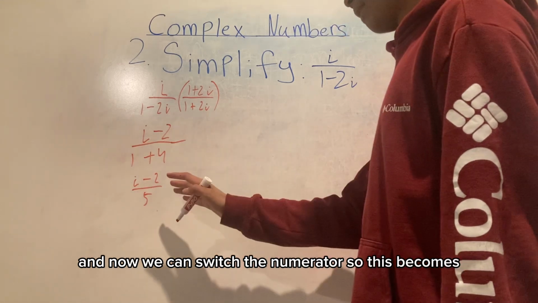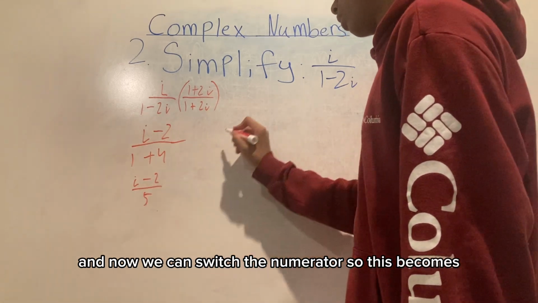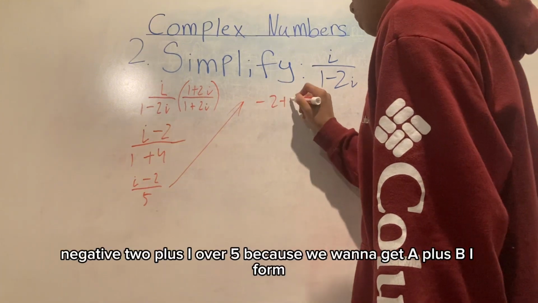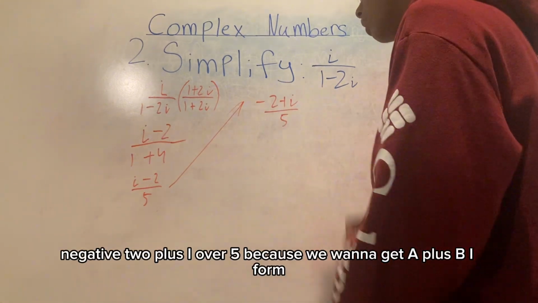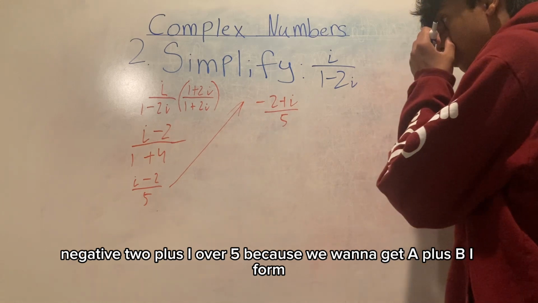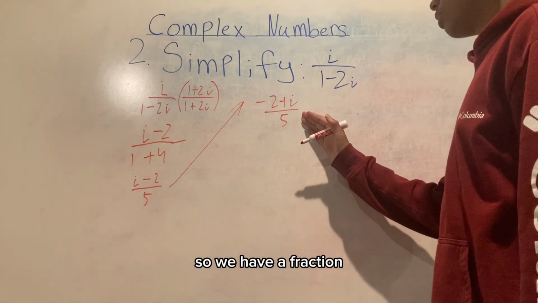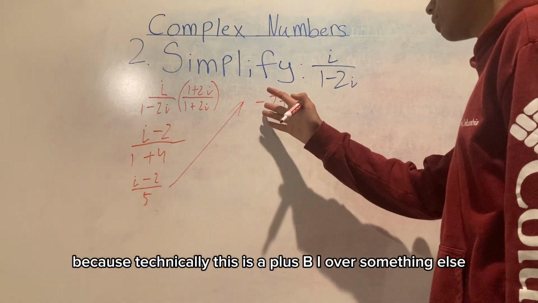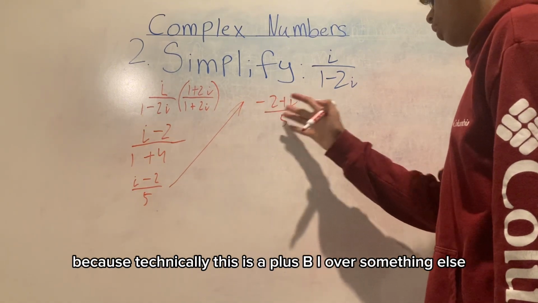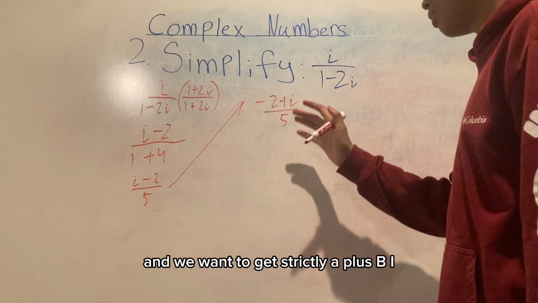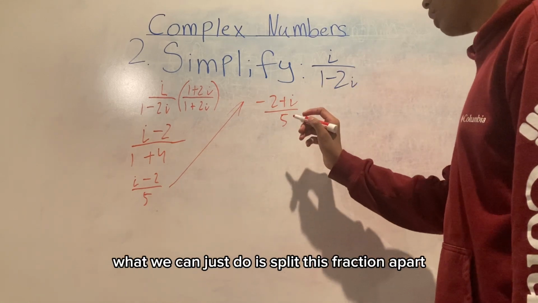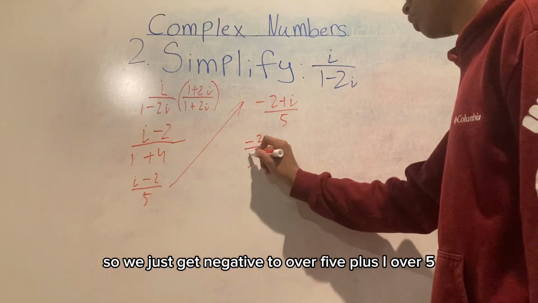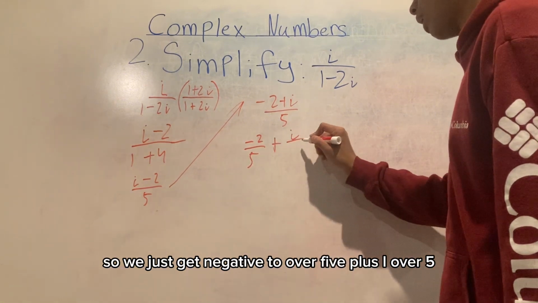And now we can switch the numerator, so this becomes negative 2 plus i over 5, because we want to get a plus bi form. So we have a fraction. What do we do with fractions when we want to get a plus bi? Because technically this is a plus bi over something else, and we want to get strictly a plus bi. What we can just do is split this fraction apart. So we just get negative 2 over 5 plus i over 5.